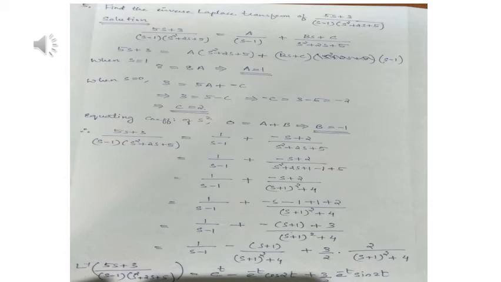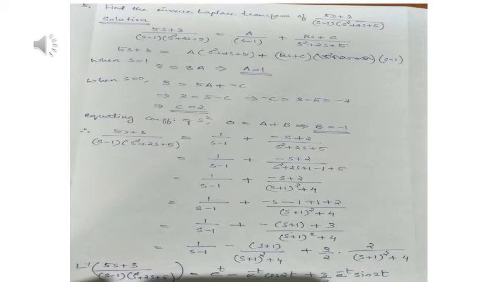Now when we put s = 1, then we will get A = 1, and then put s = 0. So we will get 3 = 5A - C, which gives C = 2. And then as we said earlier, of s². So whenever (Bs + C) divided by s² plus something comes, in order to find B value, we have to equate the coefficient of s².